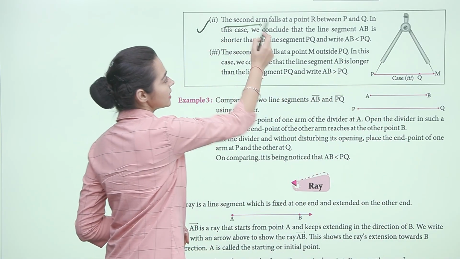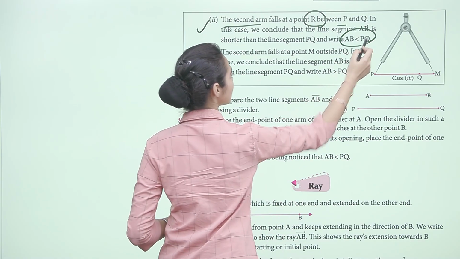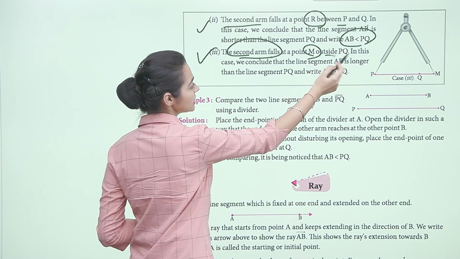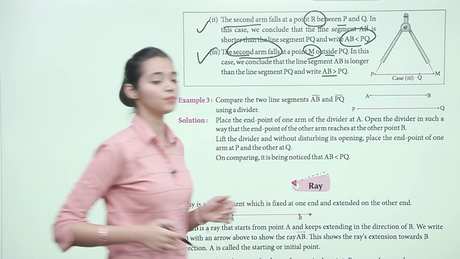In case 2, if the second arm falls between points P and Q, that means PQ is greater than AB. If the second arm's point falls outside PQ, that means AB is greater than PQ.